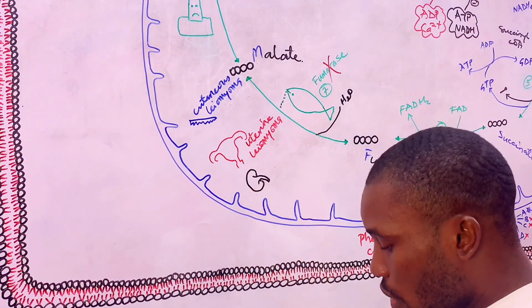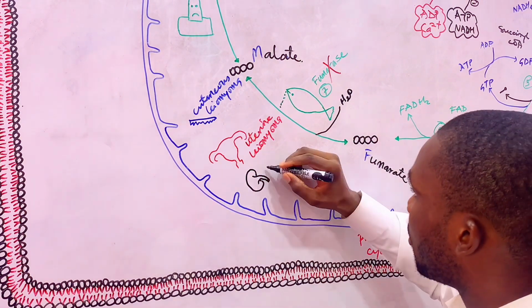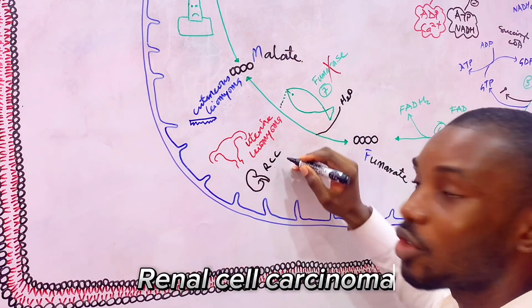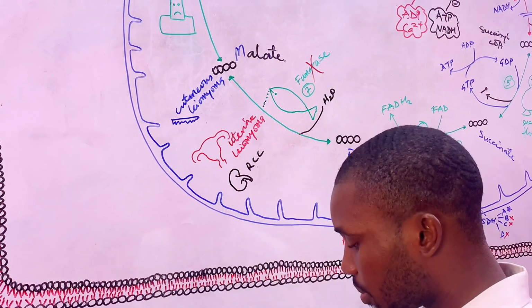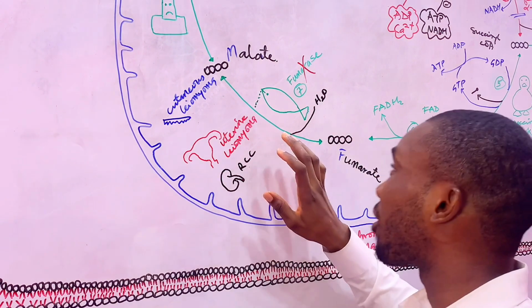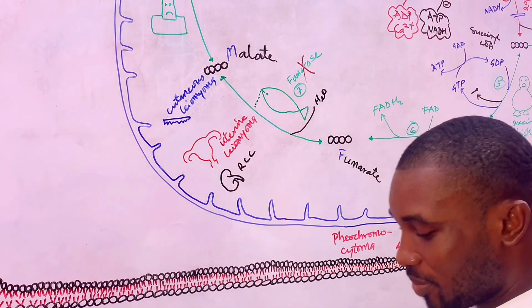Now, another thing that can occur is renal cell carcinoma. Okay, so some tumors involving the kidneys. Now, that's all for reaction 7. Let's go back to reaction 8.